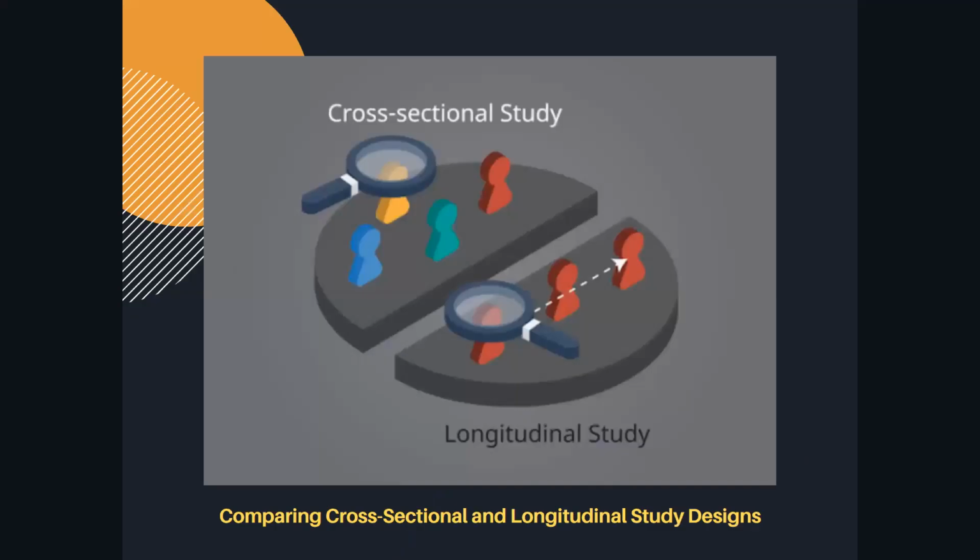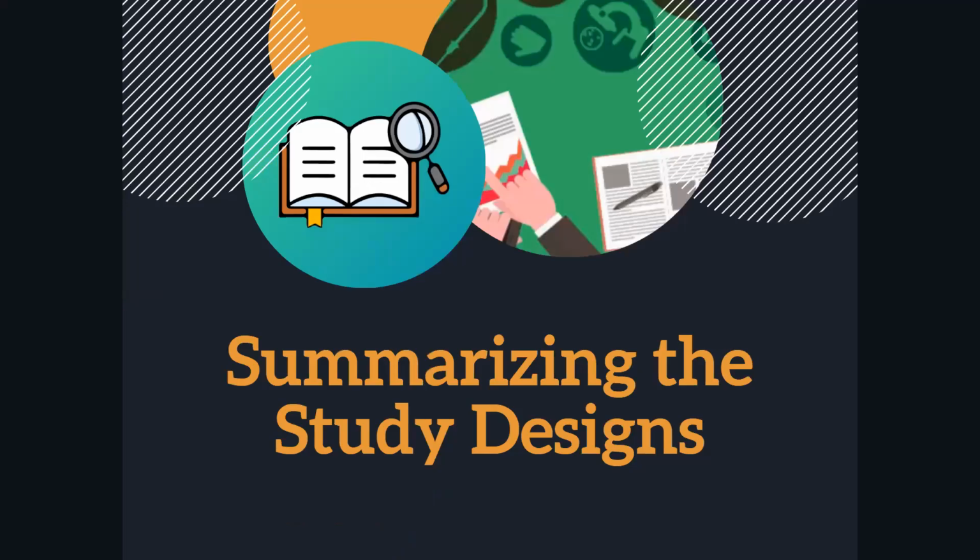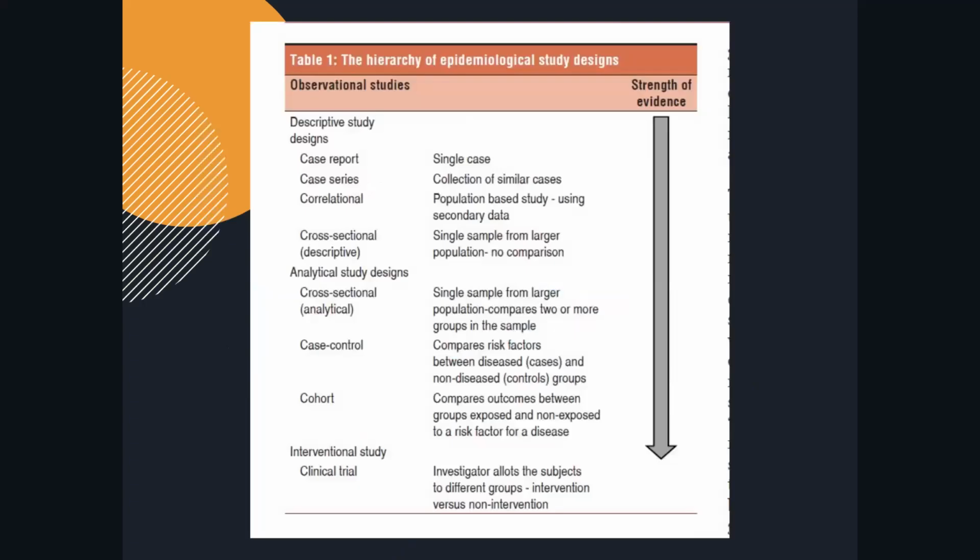Comparing the cross-sectional and longitudinal studies. Cross-sectional studies compare different groups at the same time, whereas in longitudinal studies, the same group is compared over a period of time. Summarizing the study designs, based on the strength of evidence, the hierarchy of epidemiological study designs is presented. Case report lies at the lowest level, with the lowest strength of evidence, then case series, then correlational studies, and then the cross-sectional studies.